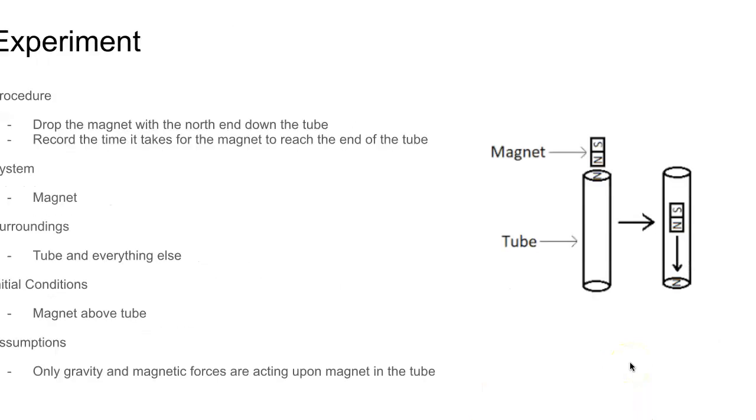So in the experiment, we have an aluminum tube, and we drop a magnet with the north end facing down the tube, and then we record the time it takes for the magnet to reach the end of the tube. The system is the magnet, and the surroundings is the tube and everything else. The initial condition is the magnet above the tube, and we assume that only gravity and magnetic forces are acting upon the magnet in the tube.